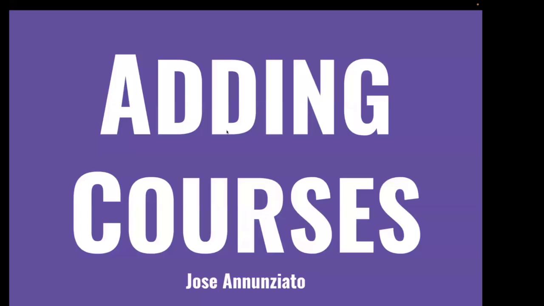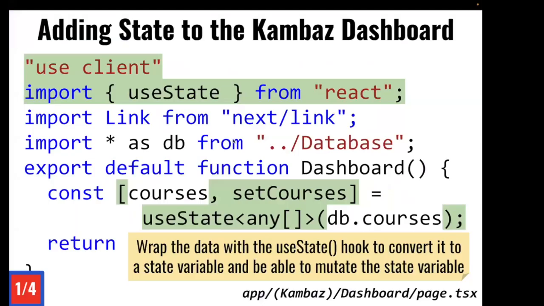Okay, so let's implement several CRUD operations. Meaning we're going to be able to create, update, delete, read, the various CRUD operations. So first we'll do the create, or adding new courses. So the current implementation in the dashboard page is using the database to initialize a local constant called courses. And right now that is, like the name suggests, a constant. It can't change over time.